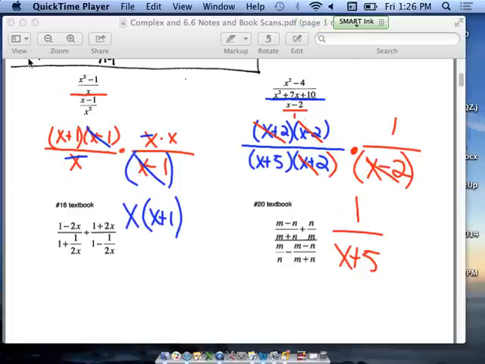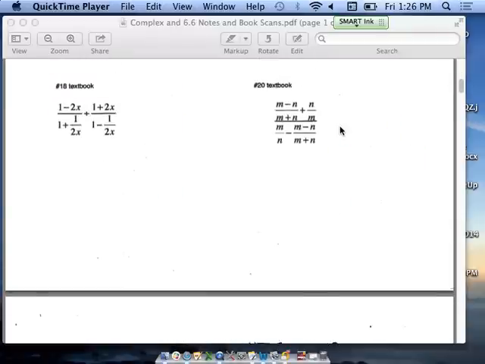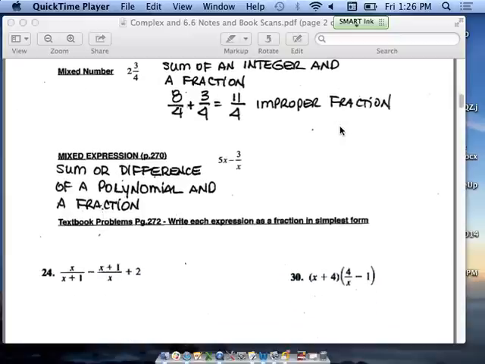The remaining problems on this page, I think I'm going to wait and do those with you in class. It might take too much time on the video, and I don't want to make the video too long. So let's go to the other side of your handout.